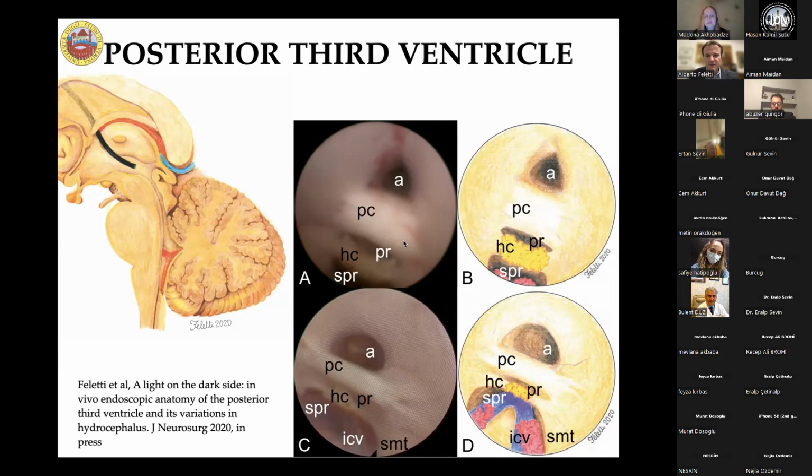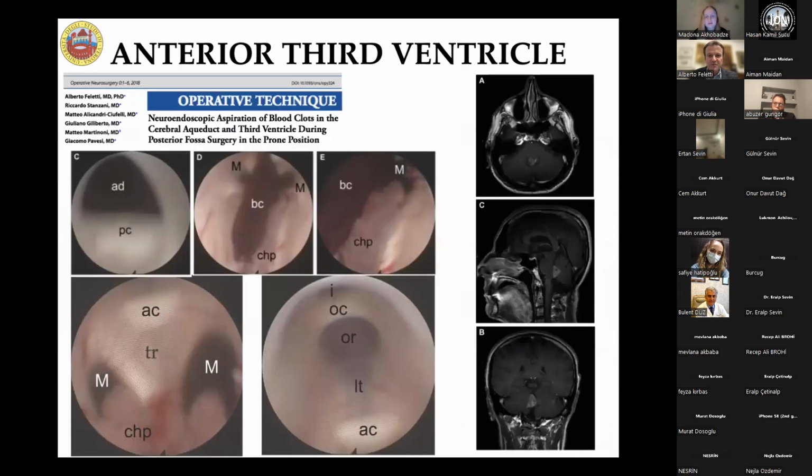For example, we have seen the anatomy of the posterior part of the third ventricle. Here you can see the entrance of the aqueduct, the posterior commissure, the habenular commissure, the pineal recess, and we have also observed the variations that were caused by some pathologies, like in case of hydrocephalus. As you can see, the commissures are more stretched, and the shape of the aditus of the cerebral aqueduct changes from a triangular to a more oval shape.